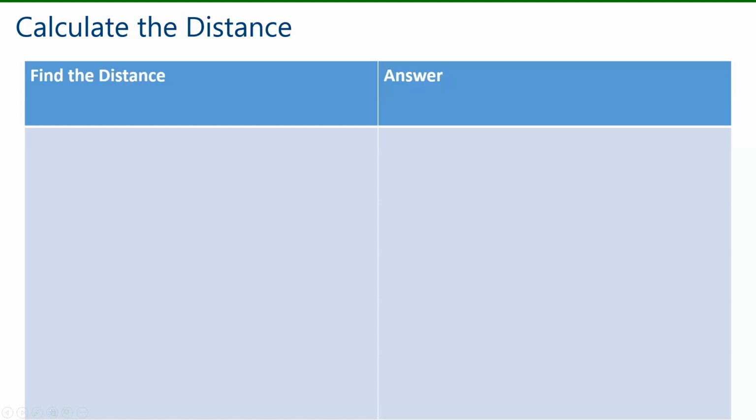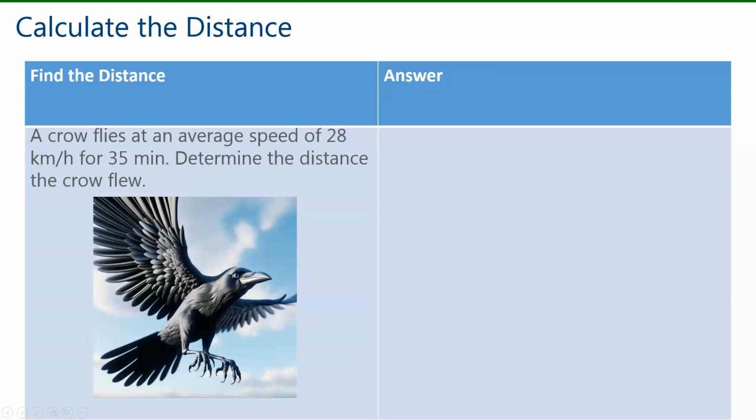Let's take a look at our first problem. A crow flies at an average speed of 28 kilometers per hour for 35 minutes. Determine the distance the crow flew. Pause the video while you calculate your answer, then resume it and we'll go through the answer together.